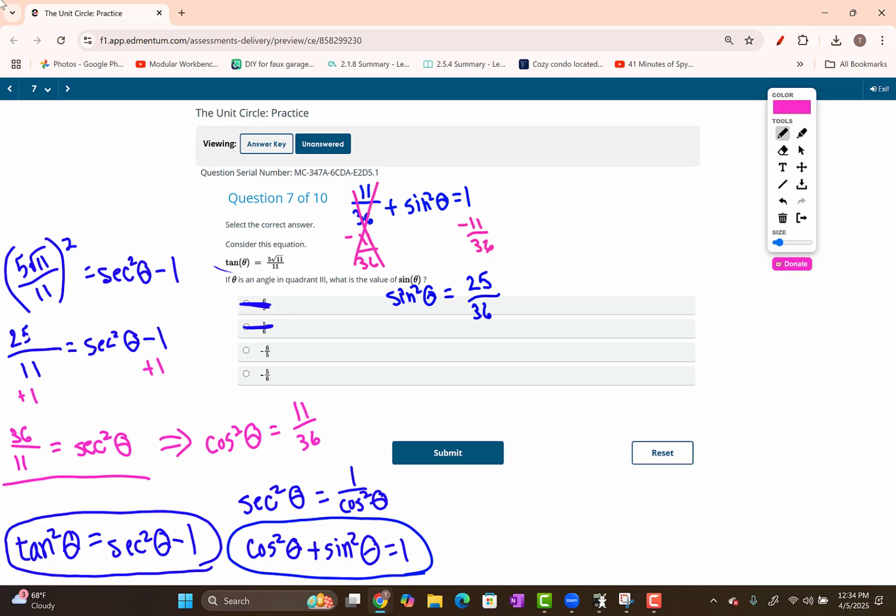And then finally, remember, we don't want sine squared. We want just a regular sine in this problem. So our last step is we're going to take the square root of both sides. When you take the square root of both sides, you get a positive and negative answer. Both of these are perfect squares, so this simplifies to 5 over 6. But we said earlier, in quadrant number 3, it has to be negative, because the y coordinate is negative in that quadrant. So negative 5/6. That should be our answer in this problem.